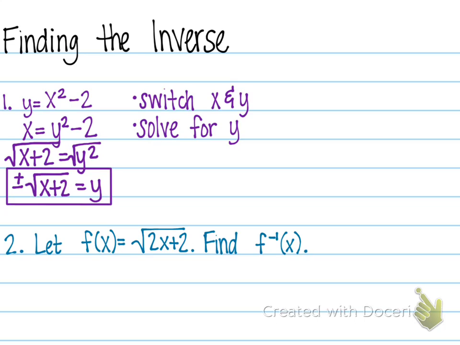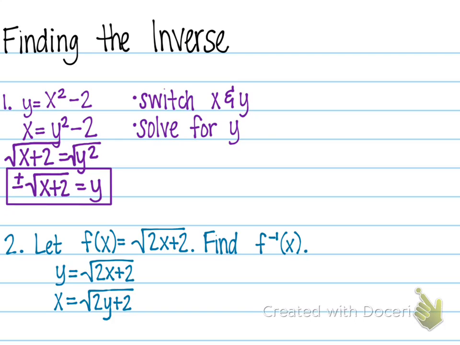Okay, example number 2, it's worded a little bit differently. It says, let f of x equal the square root of 2x plus 2, and we want to find f of negative 1, which in the beginning we said f to the negative 1 is the inverse. So let's rewrite it as y equals, because we have to switch x and y. f of x in the beginning we said is the same thing as y, so we change those out. So we have y equals the square root of 2x plus 2. Now remember, our next step is to switch our x and y. So we have x equals the square root of 2y plus 2.